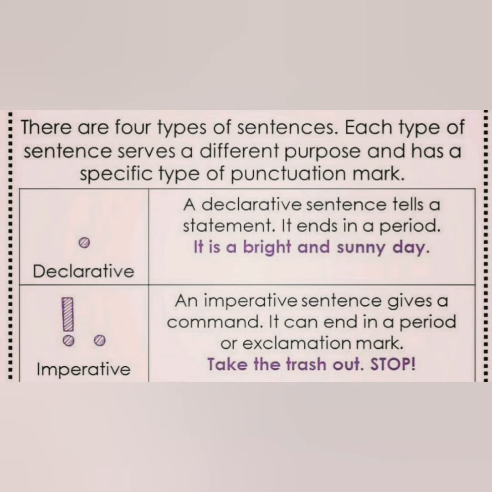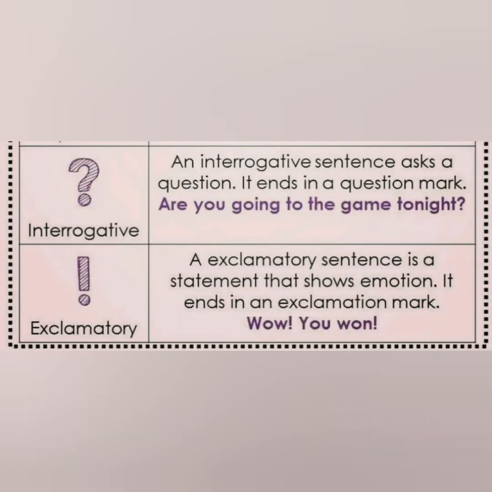The next one is the imperative sentence. An imperative sentence comes with a full stop or an exclamation mark. It gives a command, order, or request. It usually comes with a verb. Usually imperative sentences begin with the verb. Example: take the trash out. Take is the verb here.